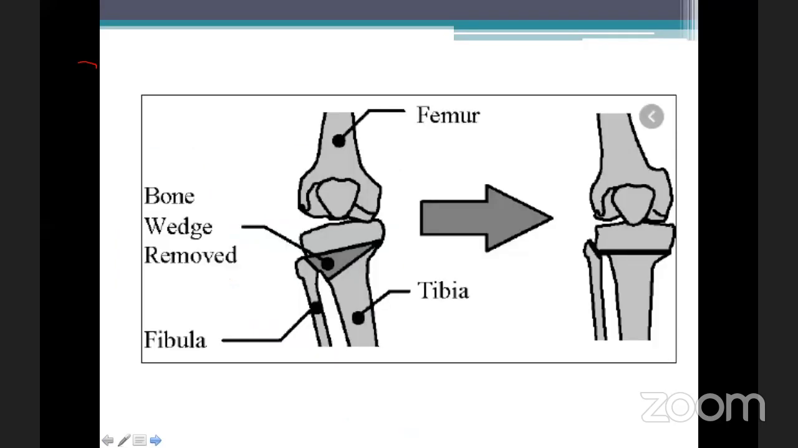Another way is you can remove a bone wedge from the contralateral side. Suppose this is a varus deformity. Take out a piece of bone from the other side so that you result in a straight leg. The only problem with this procedure is you're going to get a short limb on one side, whereas on the other side you're going to get a long limb. That's the only difference.